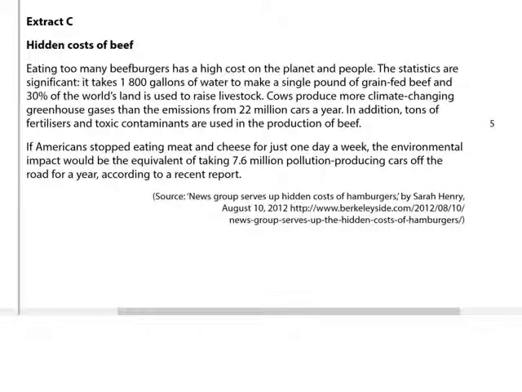The last extract, hidden costs of beef. Eating too many beef burgers has a high cost on the planet and people. The statistics are significant.